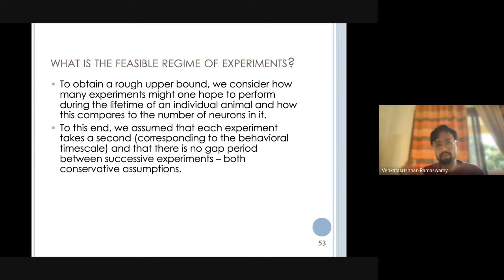Right? So what I'm going to assume is that each experiment that we have, which deals with behavior, takes a second, which corresponds to the behavioral time scale, and that there is no gap between successive experiments. So I'm going to run experiments back to back from cradle to death, right? And these are again very conservative assumptions, right? So clearly it is unclear how you could do better than that.